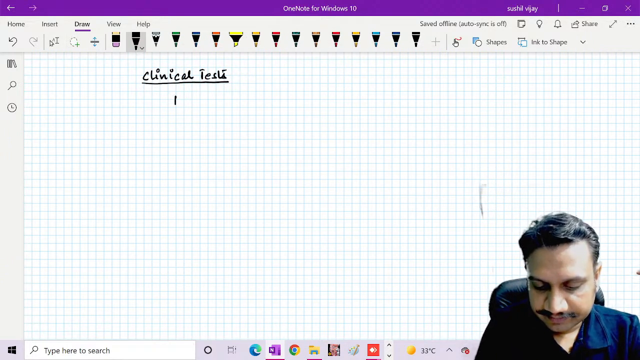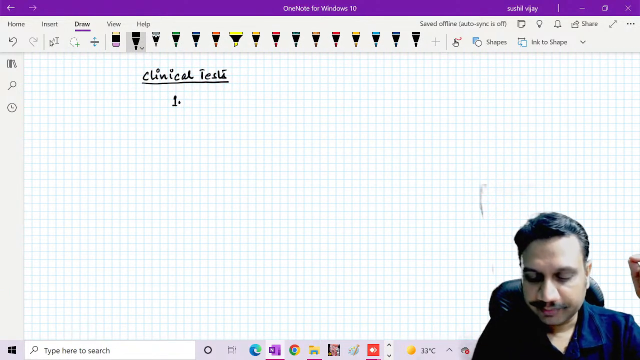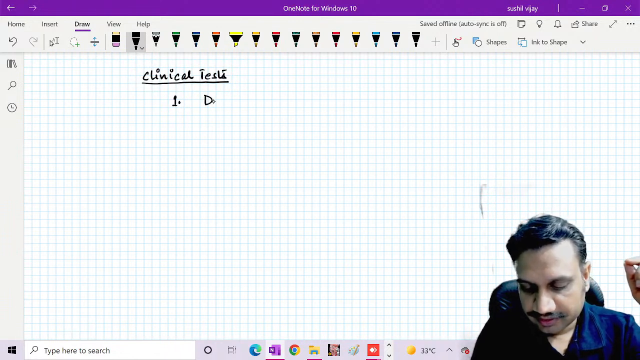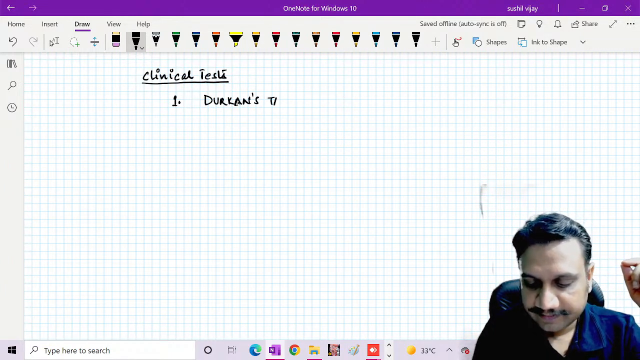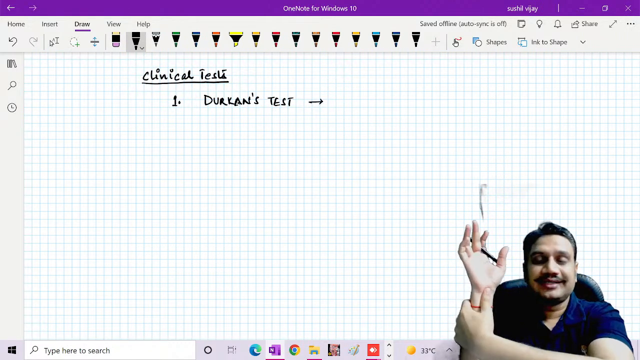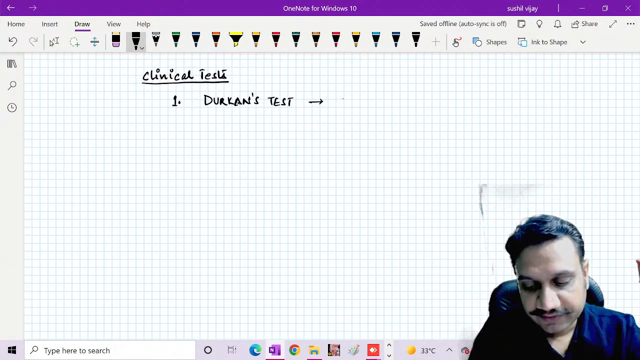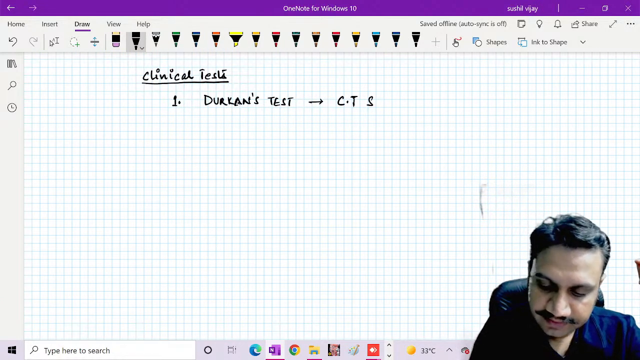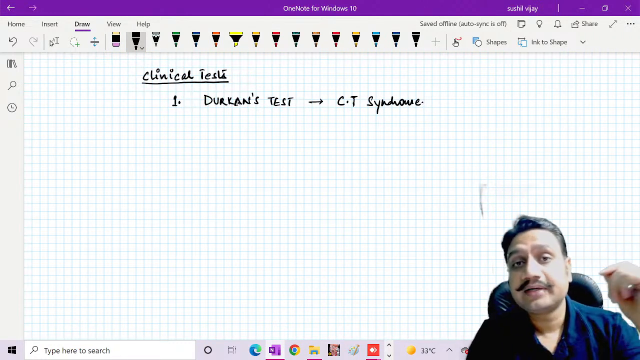Starting with the important ones from the upper limb. When you talk about the wrist area, there is one important test for the median nerve, known as Durkan's test. What exactly is Durkan's test? It is compressing directly on the course of the median nerve at the flexor retinaculum. So Durkan's test is for carpal tunnel syndrome.